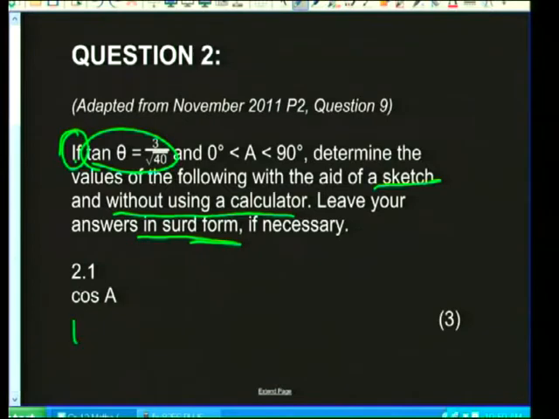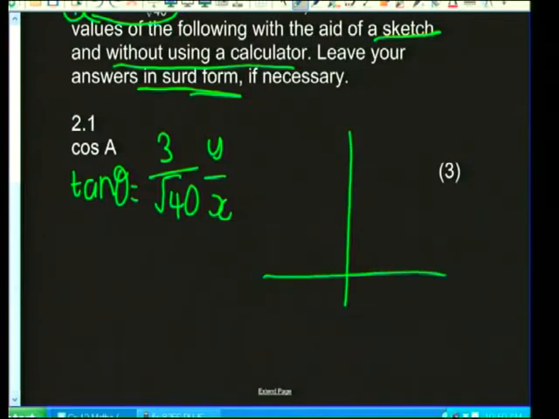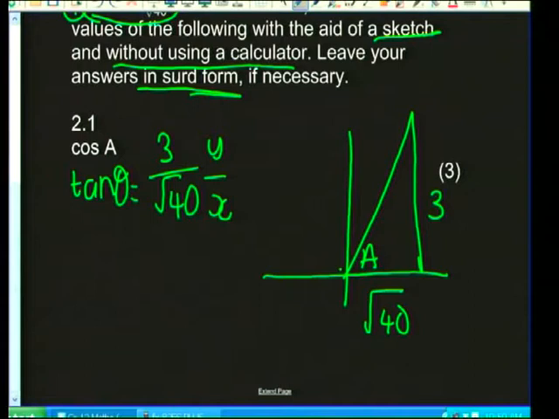So tan is 3 over square root 40. Remember, tan is y over x. So if you had to draw a diagram, and this is A, your y is 3, your x is square root 40, and so what are you missing? Your r. So you have to find your r first.